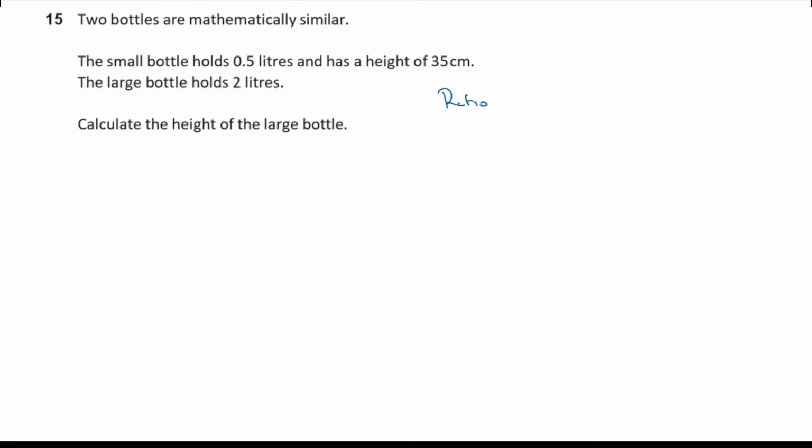We've been given capacity of both from the small to the large, but that is equivalent. You can convert it to volume pretty easily. So that's 0.5 to 2, isn't it? So that's in a ratio of 1 to 4. Okay, and we want the ratio then of their heights. So we can work out the second one from the height that we know.